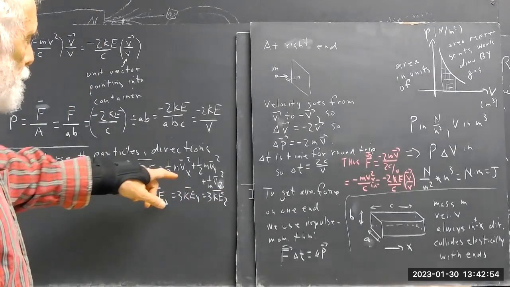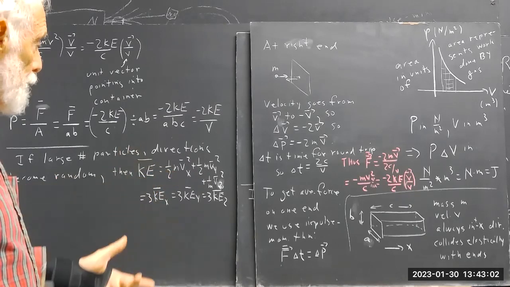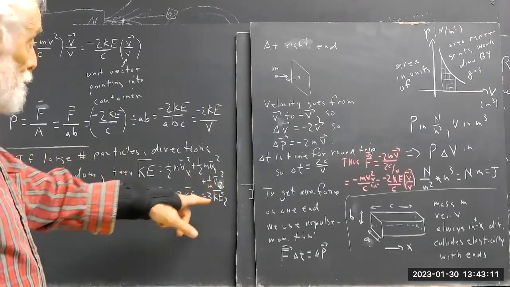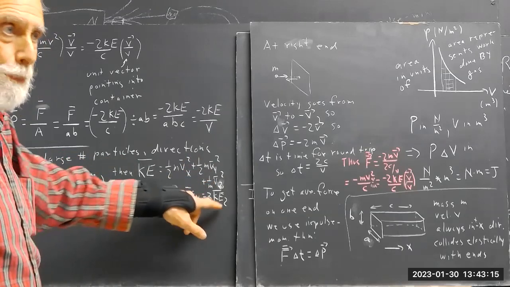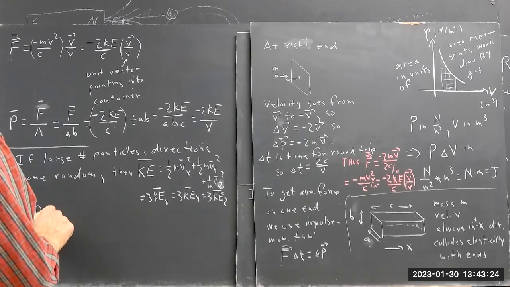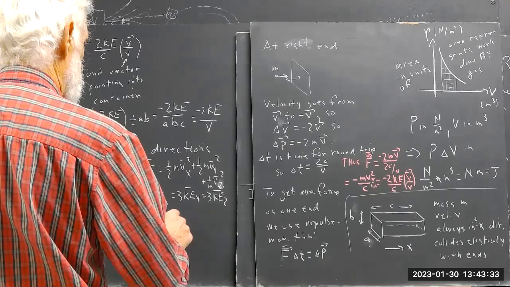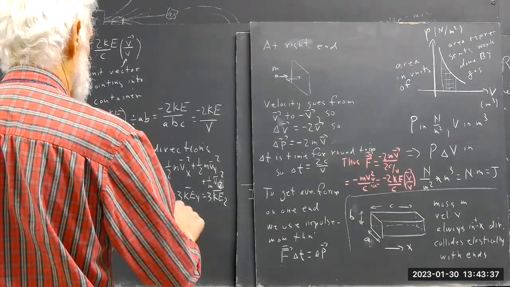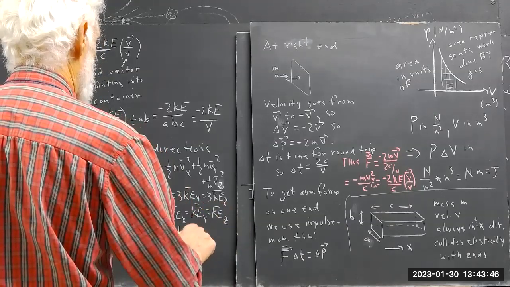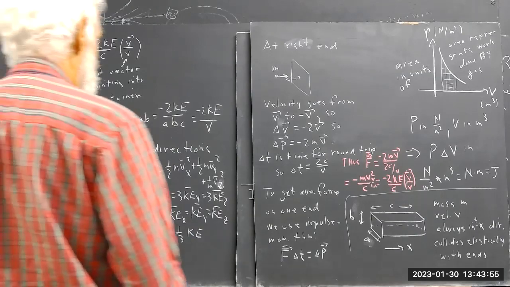You conclude that the average kinetic energy in the x direction, the average in the y, and the average in the z, will be three times the average kinetic energy in the x direction, because the average kinetic energy in the y direction is equal to that in the x direction. So this is like three average kinetic energies in the x direction, or three in the y, three in the z. This implies the average kinetic energy in any one of these directions is 1/3 of the average kinetic energy.